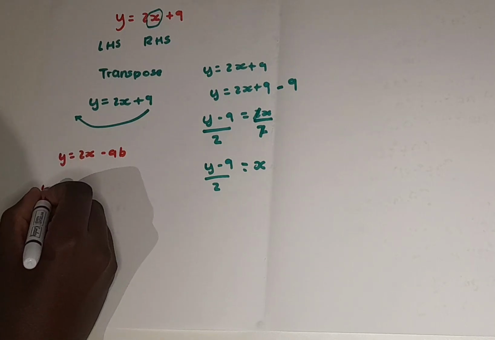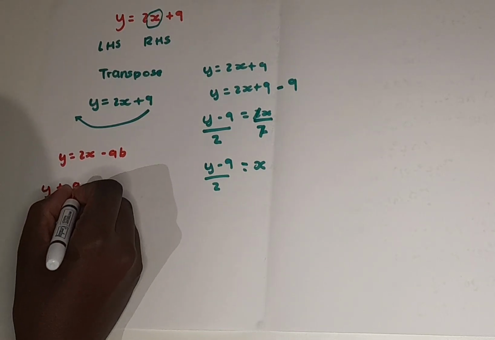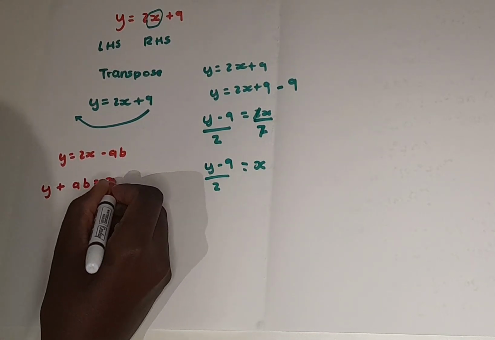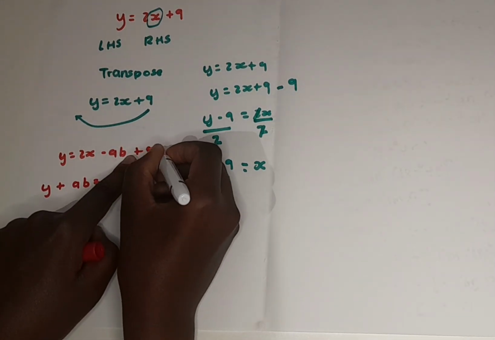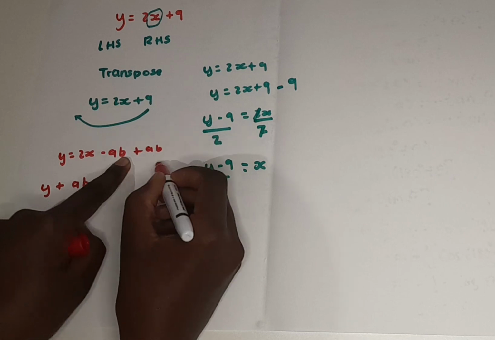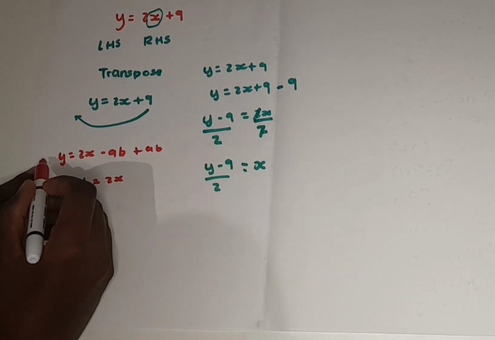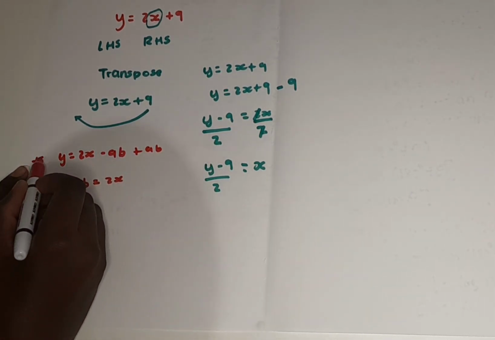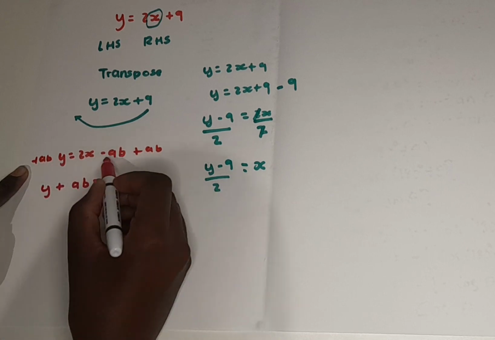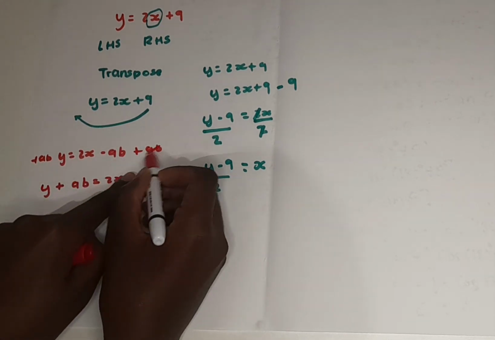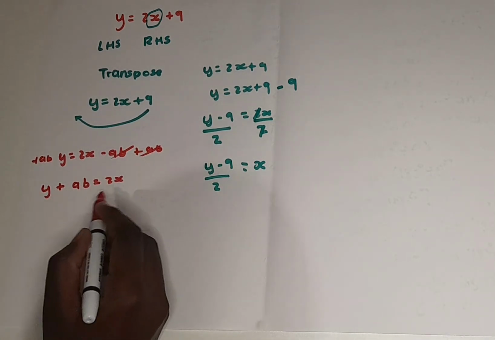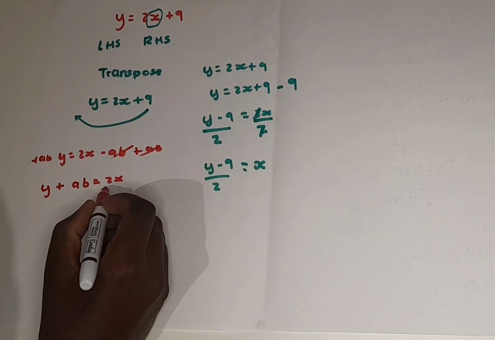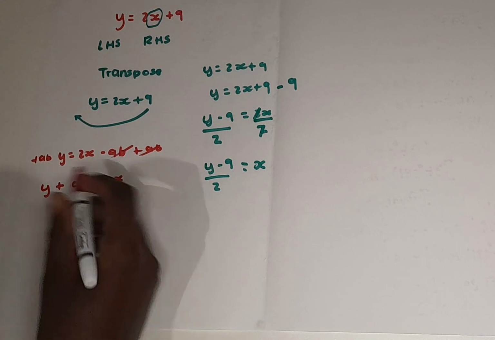So it's going to be y plus ab is equal to 2x. Understand that here I said plus ab, since I add it here, I must add it there too, which is going to be like this. Then minus ab plus ab will cancel, then here is y plus ab. Now we'll be having 2x on the right hand side.